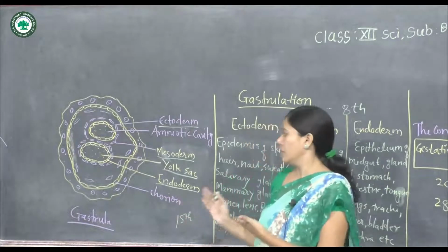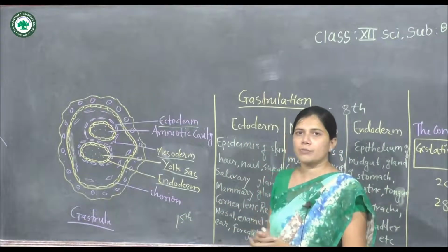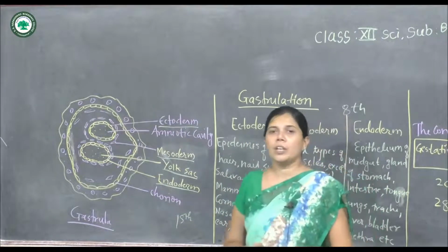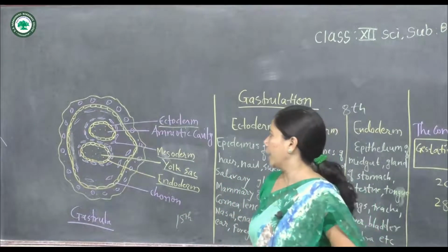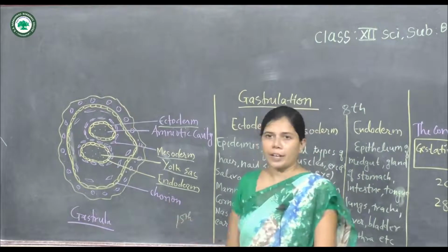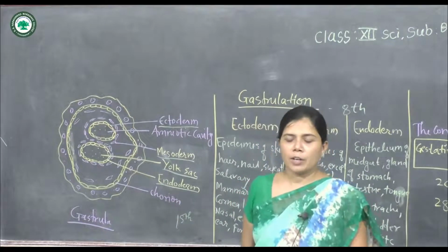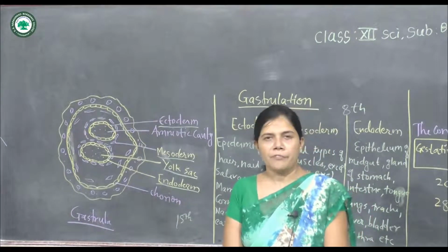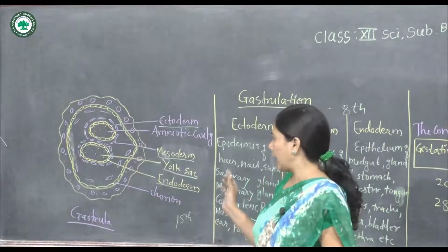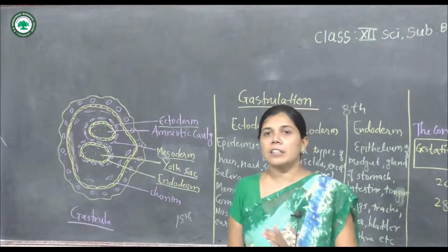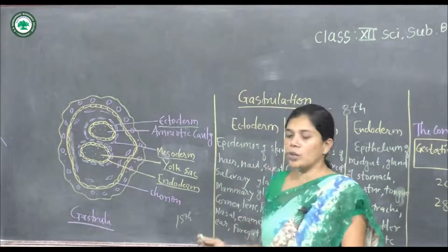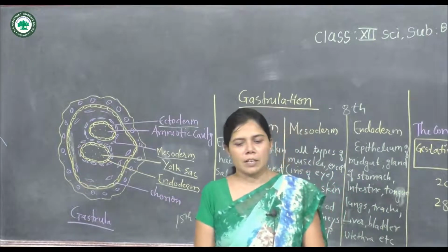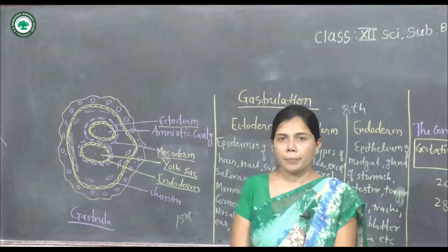So this is the gastrula, the structure in which three germinal layers are formed: ectoderm, mesoderm and endoderm. At the anterior end of the primitive groove, with the yolk sac and amniotic cavity, the third layer is present. This third layer, known as the mesoderm, is developed from the primitive groove.